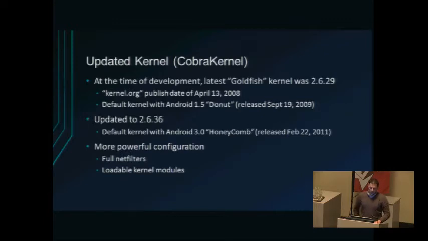So I wanted to make that a little bit newer, for a couple of reasons. First, I wanted to play with the kernel, see how it all works, and port my own. But there were some features that weren't in the 2.6.29 kernel, specifically the Xtables extension that I wanted for netfilter. So I wanted that to be in there, and I didn't want to get too far ahead.